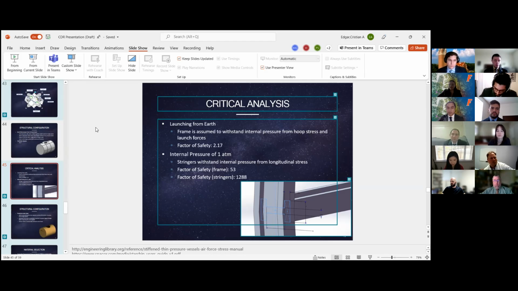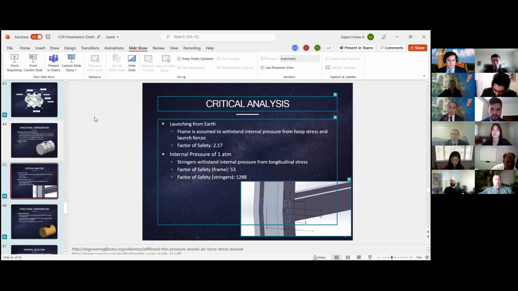Some of the assumptions that we made regarding this analysis are that the skin, again, would not be receiving any of the force. It would all be maintained within the frame. However, this time it would be distributing the entire hoop stress. So the stress from 1 atmosphere would be split across the 4 frames. That's how we came to a factor of safety of about 53. Again, this assumes that all of the frames and stringers are the same shape.